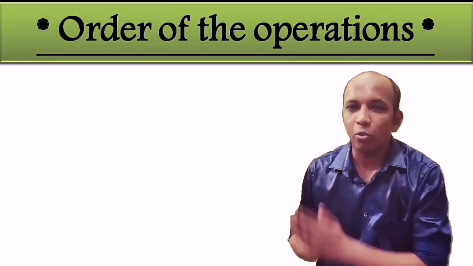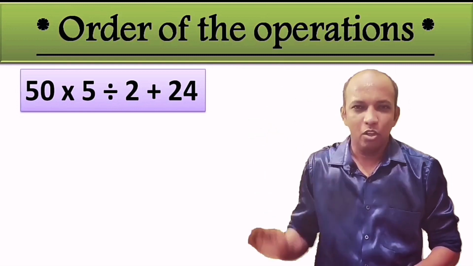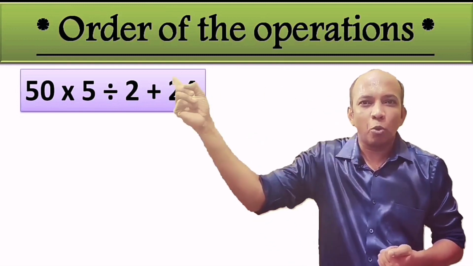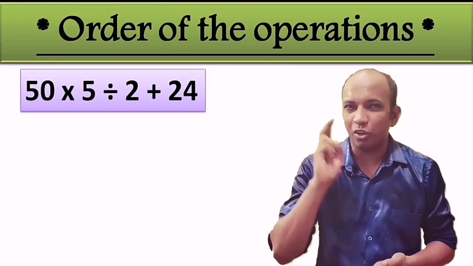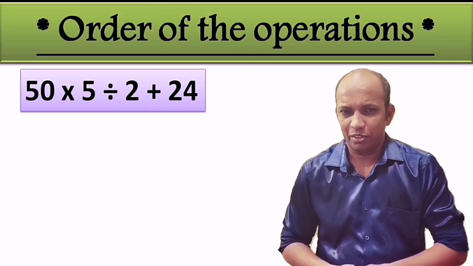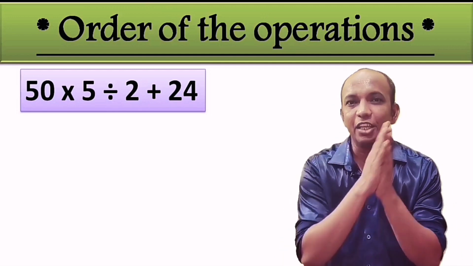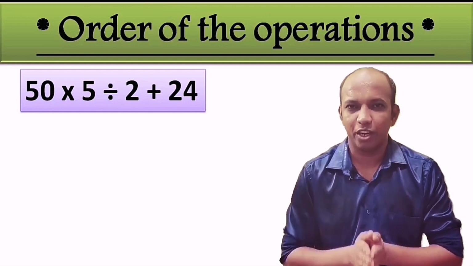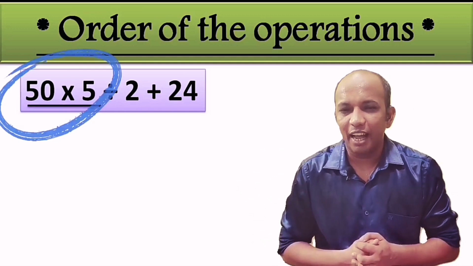So here is the first sum on the board. 50 into 5 divided by 2 plus 24. Okay, so very first observe left to right. What do you think? We have one multiplication, one division, and one addition. Which operation do we have to solve first? Yes, we have to solve multiplication and division in the order they are present from left to right. So very first we have multiplication, that is 50 into 5.